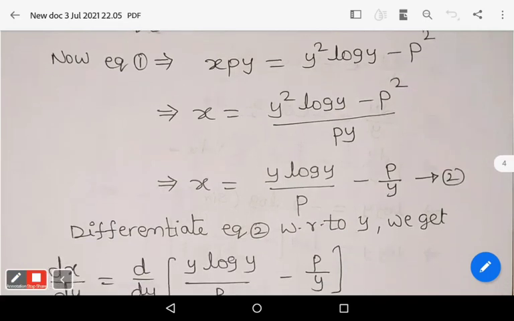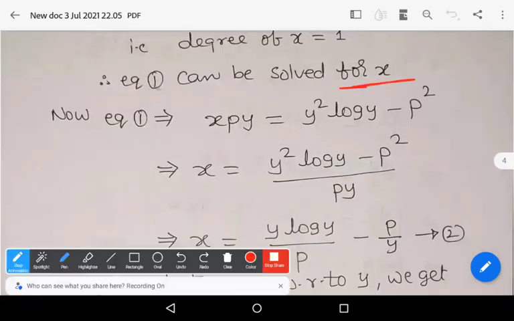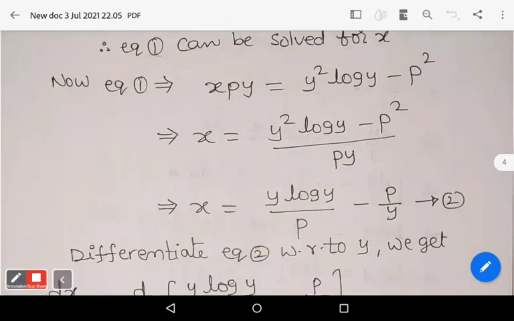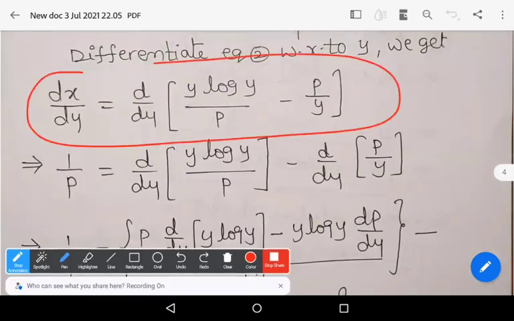Now differentiate equation number 2 with respect to y. Remember that this equation is solvable for x. If the equation can be solved for x, then you have to differentiate that equation with respect to y, the opposite variable. So differentiate equation 2 with respect to y.